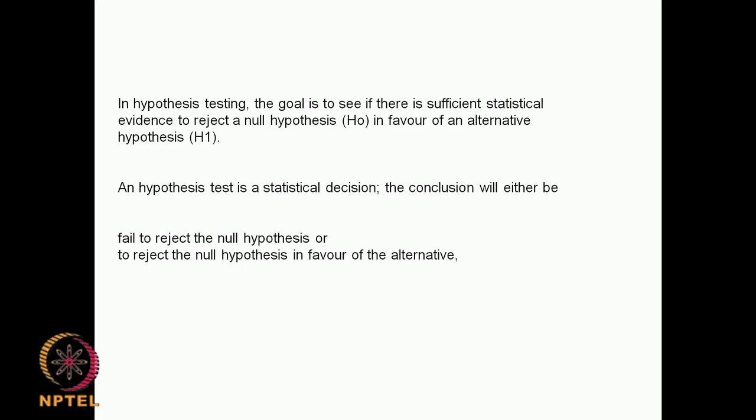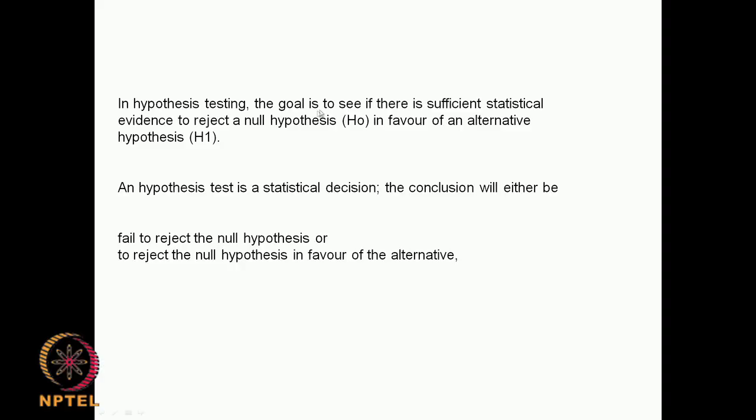Null hypothesis is the status quo. That means if you are going to introduce something, you say there is no effect or no improvement over the existing drug. That is called the null hypothesis. We will go deeper into that, but hypothesis is a very important concept in statistics. In hypothesis testing, the goal is to see if there is sufficient statistical evidence to reject a null hypothesis. So, if I am going to introduce a drug, the null hypothesis could be that there is no change in the existing drug as against the new drug.